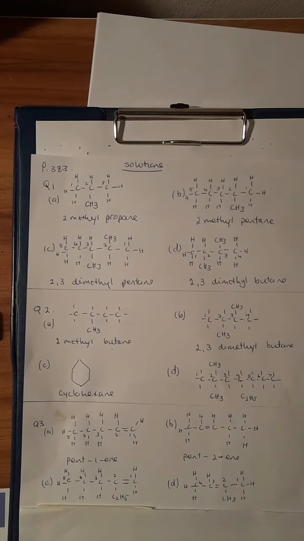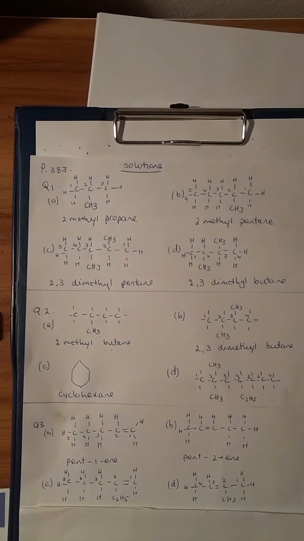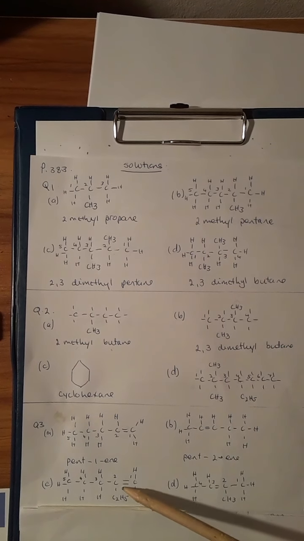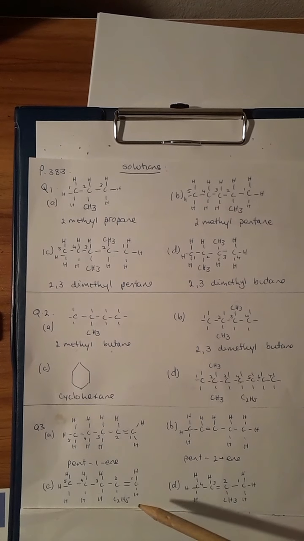Part C, we have CH3, CH2, CH2, C, and then a C2H5 in brackets, and then a CH2. When I'm drawing that out, I'll have a double bond on the first carbon, so I'll number from the right to make sure that the double bond is on the lowest numbered carbon. And then on carbon number 2, I've got an ethyl group, C2H5.